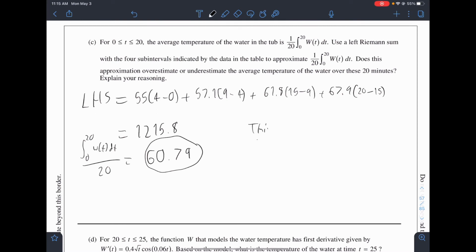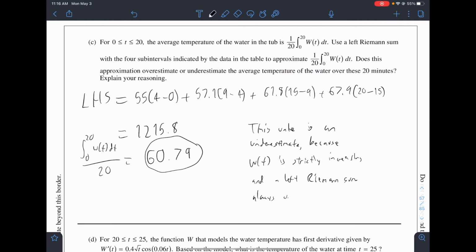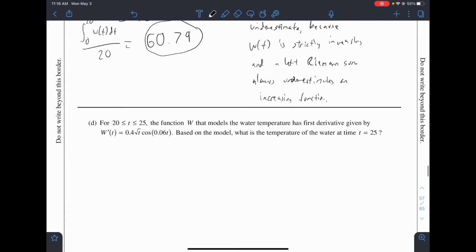So let's write this down. This value is an underestimate because W of t is strictly increasing and a left Riemann sum always underestimates an increasing function. Awesome. Sorry for the bad handwriting, by the way.